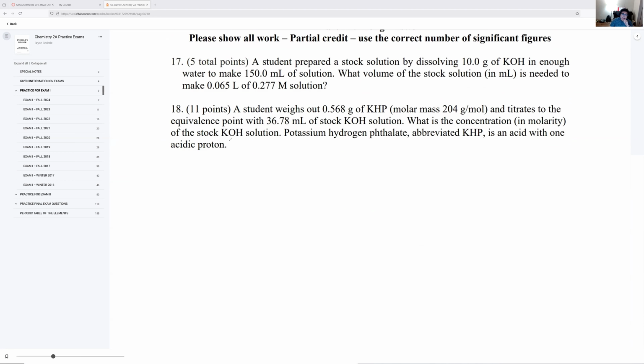So question 18 says a student weighs out 0.568 grams of KHP with that molar mass and titrates to the equivalence point with 36.78 milliliters of stock KOH solution. What is the concentration and molarity of the stock solution? Potassium hydrogen phthalate is an acid with 1 acidic proton.